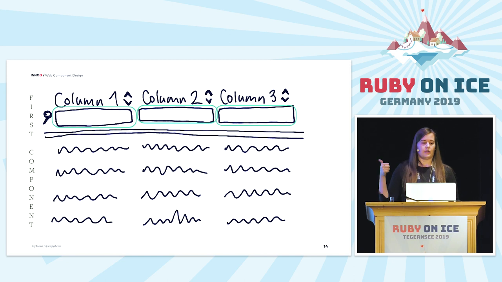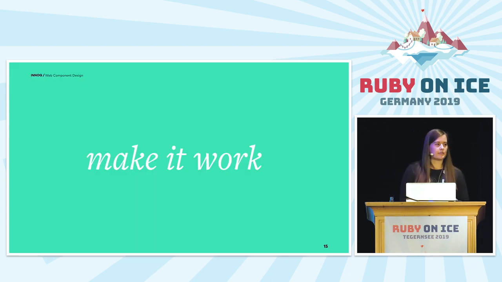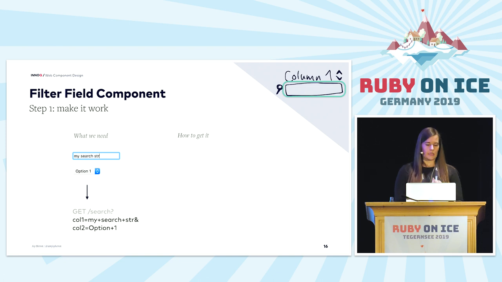So here, I said we're going to use this as an example, so we can look at our first component, which will be this filter field component. And what we want to do is we want to make it work. So what do we need? We need a text box which we can type into. And at the end, we want to generate an HTTP request with this information that the users inputted mapped to query parameters. So how can we get this?